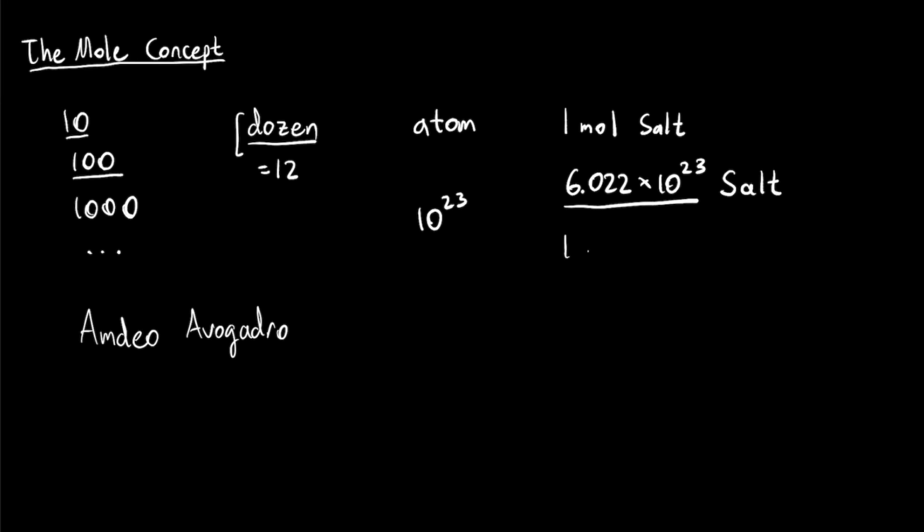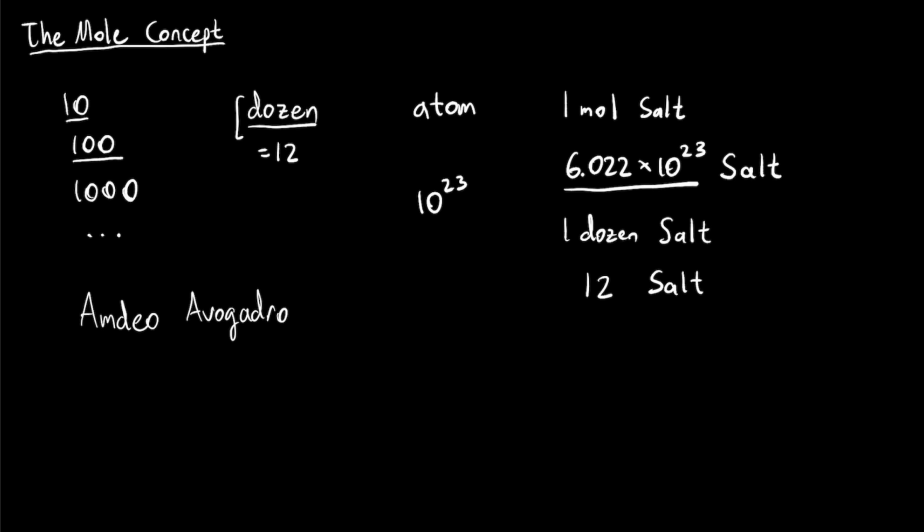For example, if I were to say I have 1 dozen salt, that probably doesn't make sense grammatically, but it would mean I have 12 individual pieces of salt. And so hopefully from here you can see how this is more applicable to chemistry.